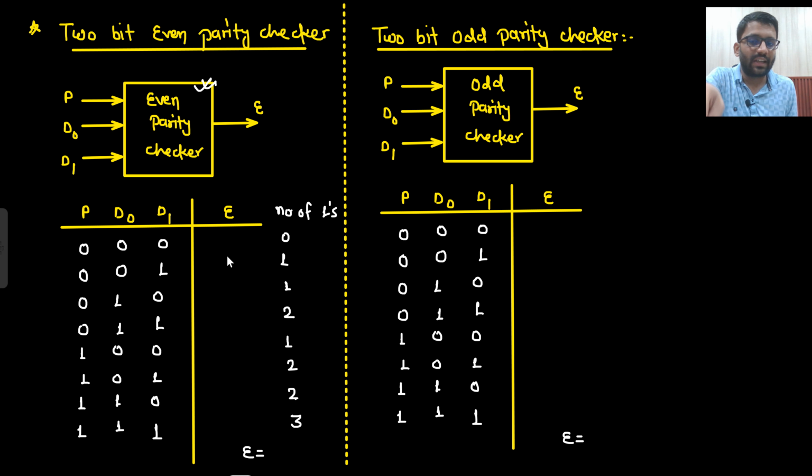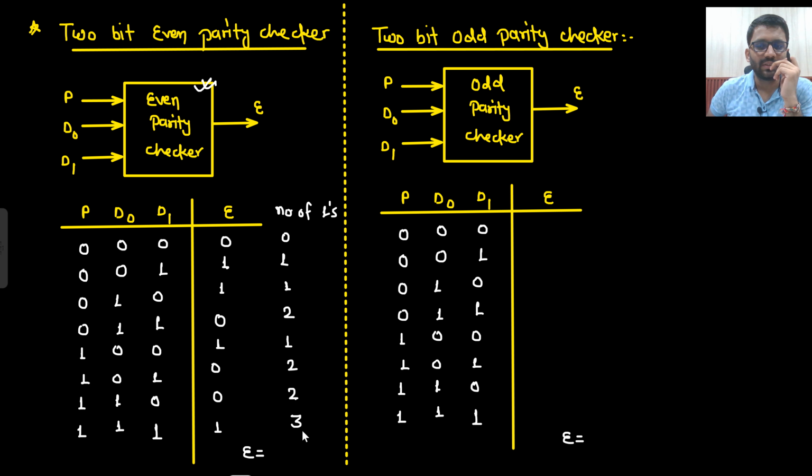So here the number of ones is even, so error will be 0. Here the number of ones is odd, so error will be 1. Error will be 1, error will be 0, error will be 1, error will be 0. So that's the thing. Now what do you think?